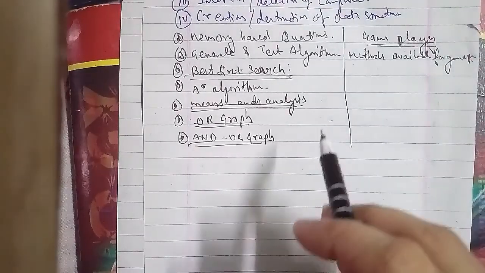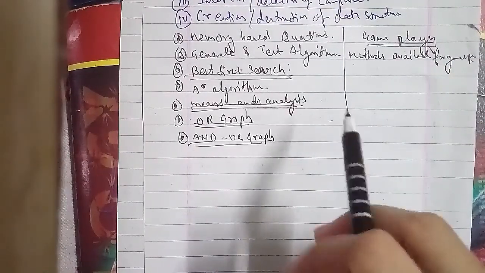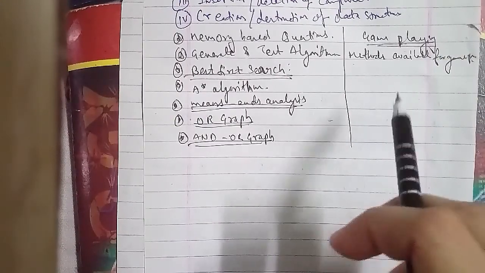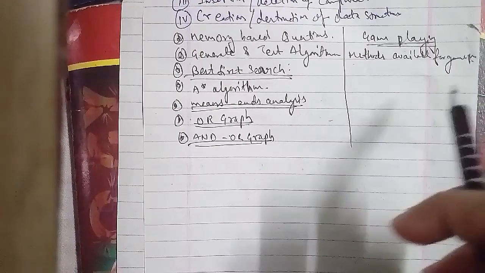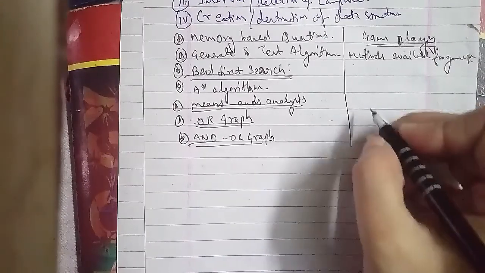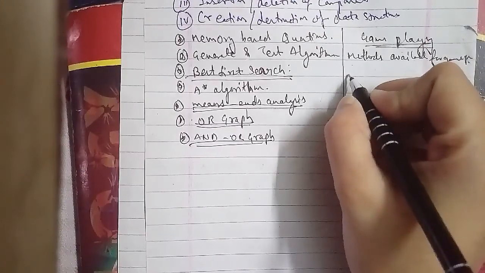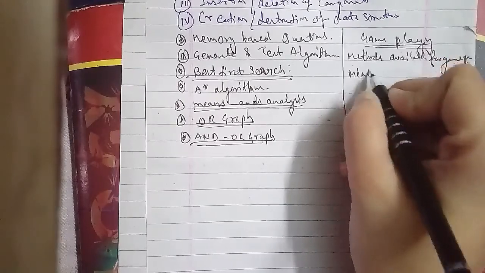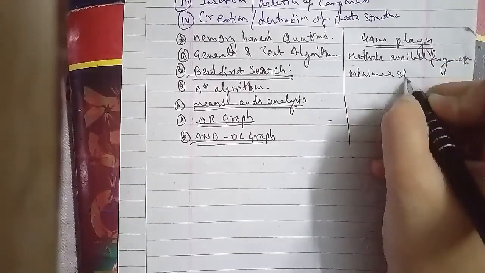Minimax strategy. Minimax is a simple strategy for two-person game playing. One player is called the maximizer and the other is called the minimizer. Both players fight it out so that the opponent gets the minimum benefit while they get the maximum benefit.